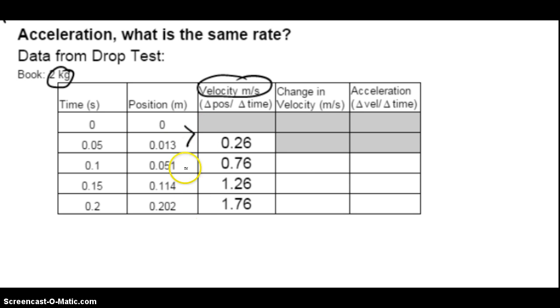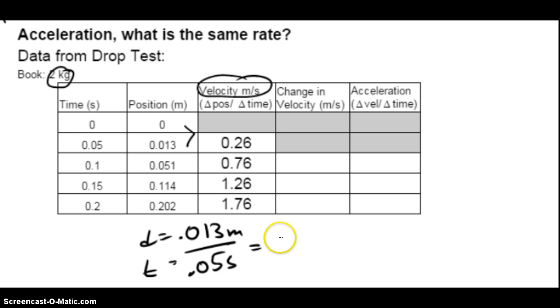Okay, so how far did we go? From 0 to 0.05 seconds, our distance in this case was 0.013 meters. And our time that elapsed was 0.05 seconds. We can see that we get 0.26 meters per second. And I think you could pretty well do the rest of those calculations. What we want to look at is acceleration.